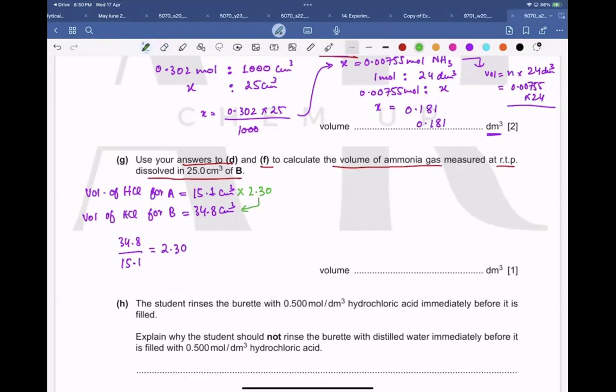So it means that approximately 2.30 times ammonia would be greater in solution B. So if the volume of ammonia in 25 centimeter cube of solution A is 0.181, then the volume of ammonia in 25 centimeter cube of solution B would be 0.181 times 2.30. Can anyone do it and tell me the answer?